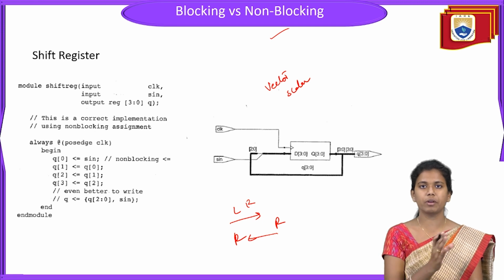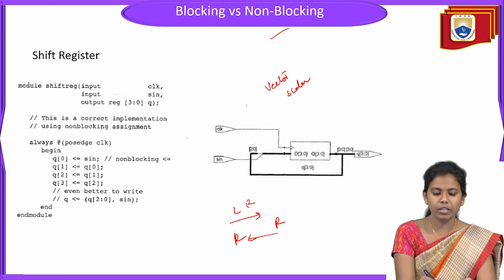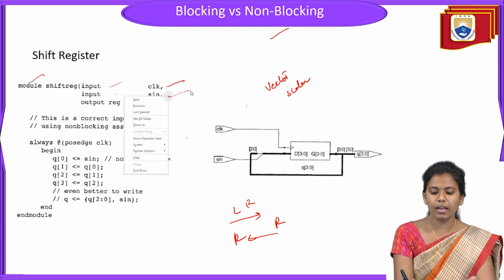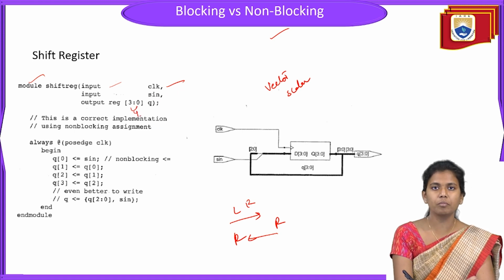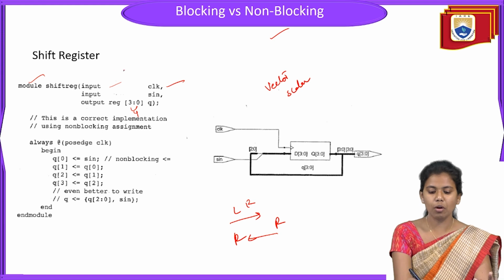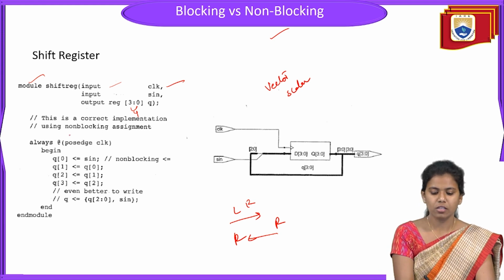When the bits are shifting from left to right, we call it a left shift. So here we see the module shift register. Inputs are clock and one more input, S in, and the output of 4 bits I am going to shift, using either the shift left operation or the shift right operation. This is the correct implementation using non-blocking statements.